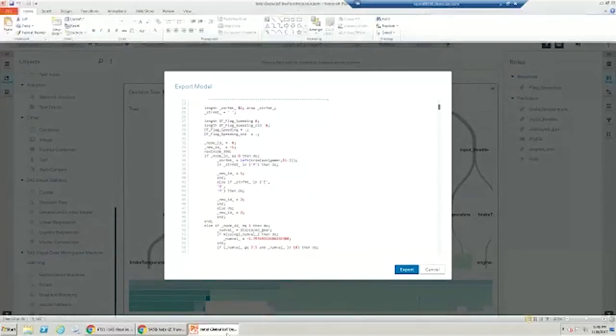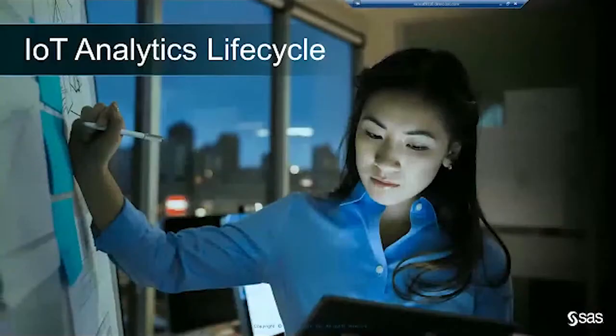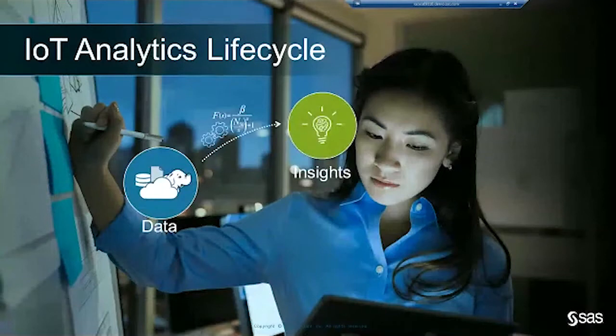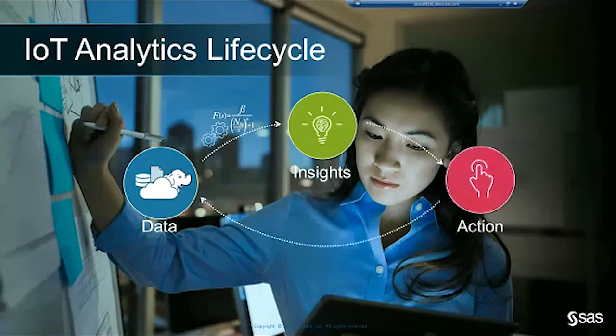Let me finish here. The whole idea behind our IoT life cycle is to get the data and produce some insights, so that those insights can be shared both in the vehicle and also out in the data center. So we can do various use cases, such as predictive asset maintenance, and quickly feed that data into action. And that's the whole purpose of doing analytics at the edge with SAS.